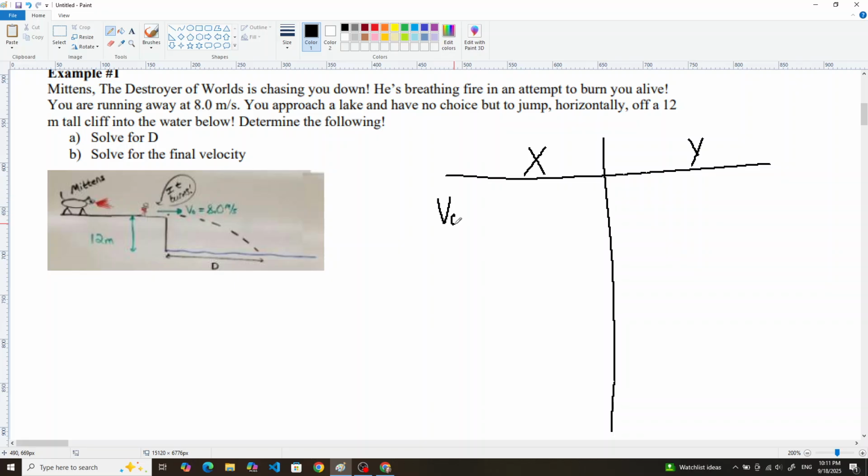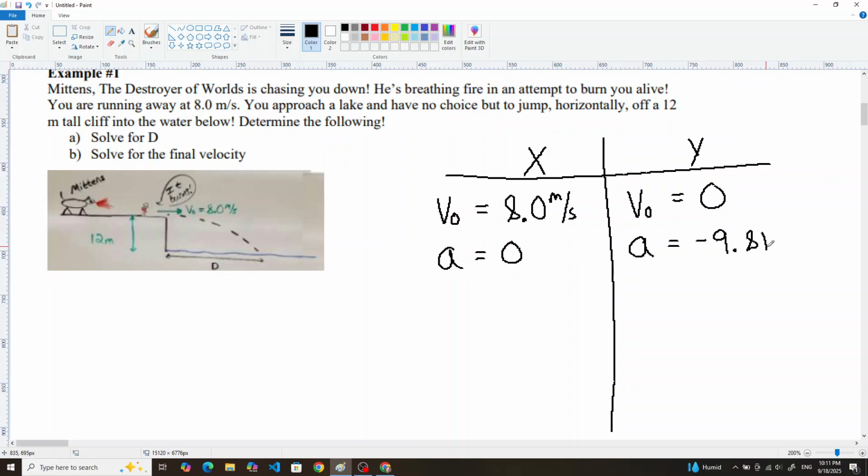For velocities, we have a v initial of 8. It is x direction only. You are running horizontally. The v initial for the y is 0. Then we have accelerations. Acceleration for x is 0. There is no force right or left. The only force present once you leave the cliff is gravity, and that is 9.81 meters per second squared down. We also see a change in height of negative 12 meters.